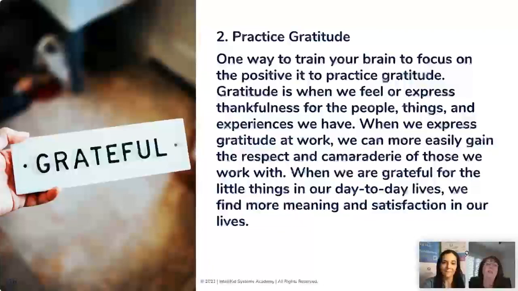So I think practicing gratitude is really one way to train your brain to focus on the positive. When we express gratitude, we feel better. We feel thankful for the people and the things and the experiences that we have. And when we're grateful for the little things in our day-to-day lives, we find more meaning and satisfaction in our lives. My personal routine is to make my first thought every morning to be one of gratitude.